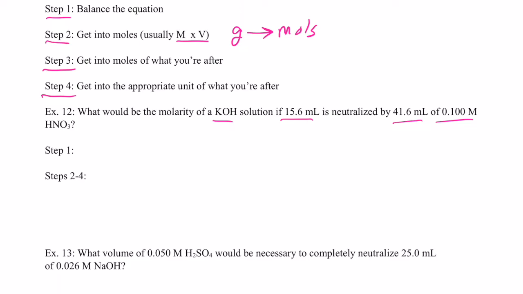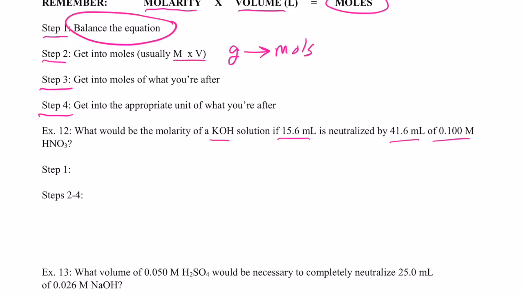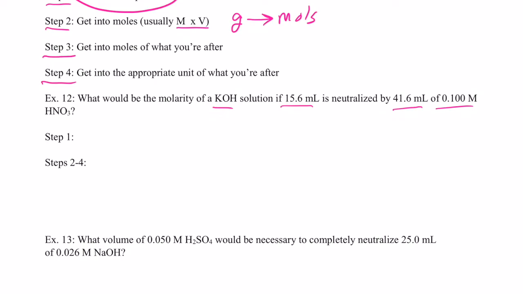Step 1. Balance the equation. So let's write the equation first of all. We have KOH and HNO3. Now these are all double replacement reactions. So the K plus will get together with the NO3 negative to form KNO3, and the H plus will get together with the OH minus to form our favorite compound, water. So you can see this equation's a nice, pretty 1-to-1 to 1-to-1 mole ratio.